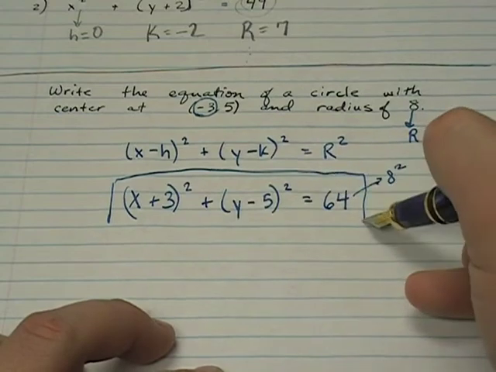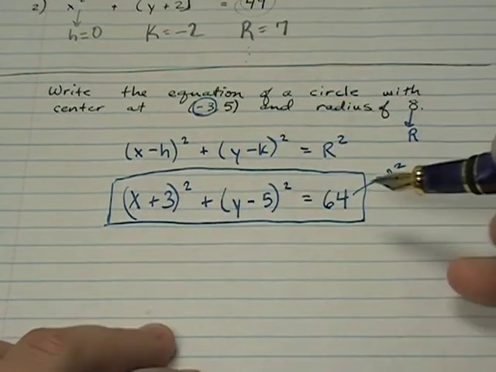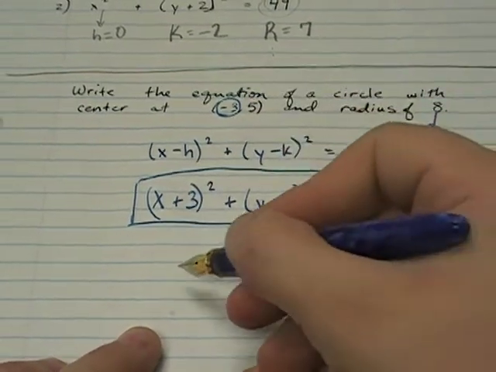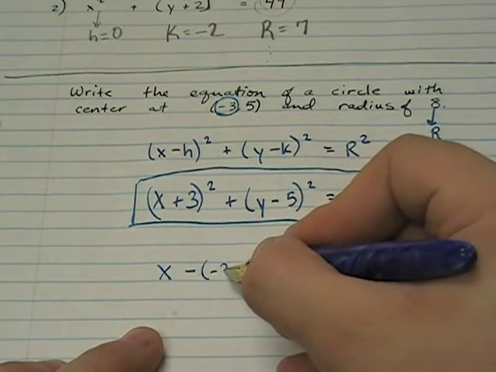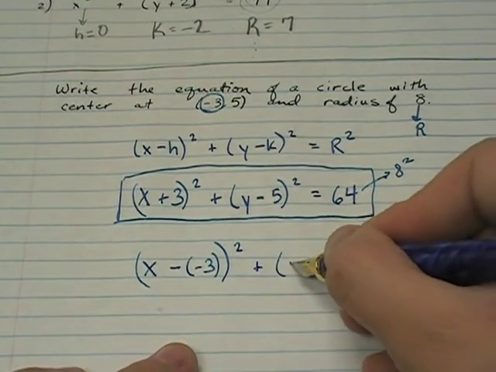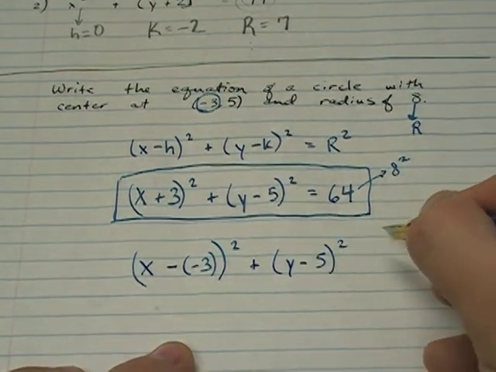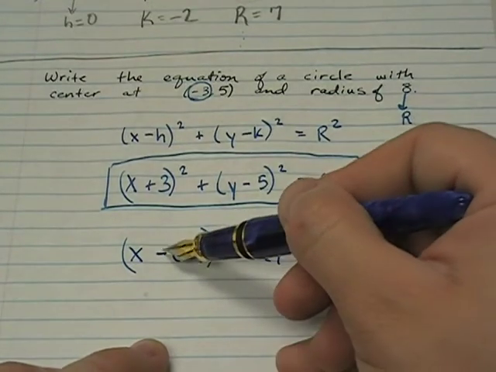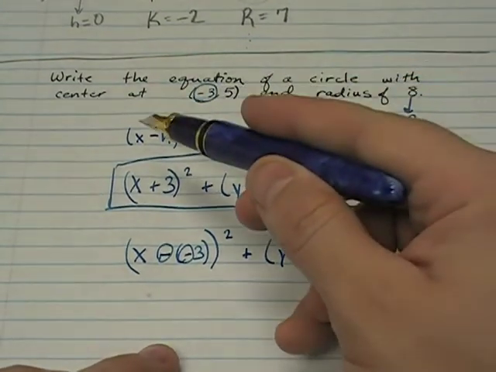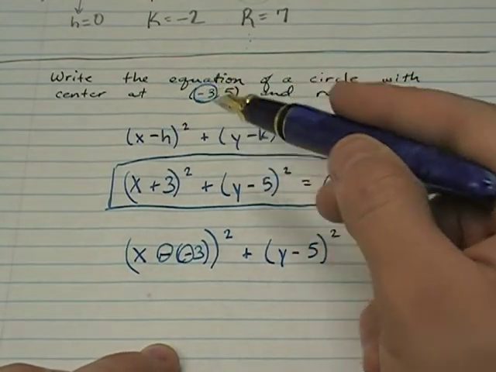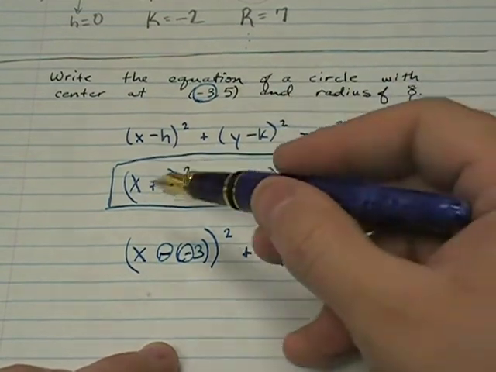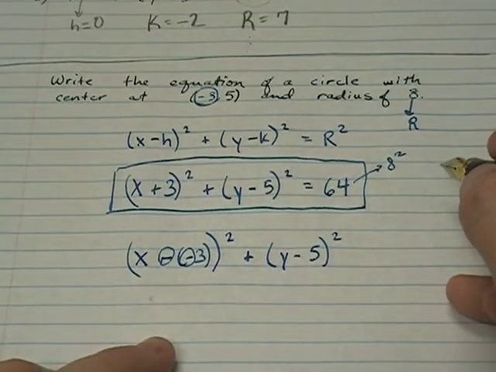And again, I can't stress enough that in putting this number in, basically what you're saying is x minus negative 3 squared plus y minus 5 squared. Well, what happens to these two negatives? They make a positive. That's where that comes from. I'm saying x minus negative 3. I'm saying y minus 5. So that's where these signs come from. That's the biggest confusion that I find most people have.